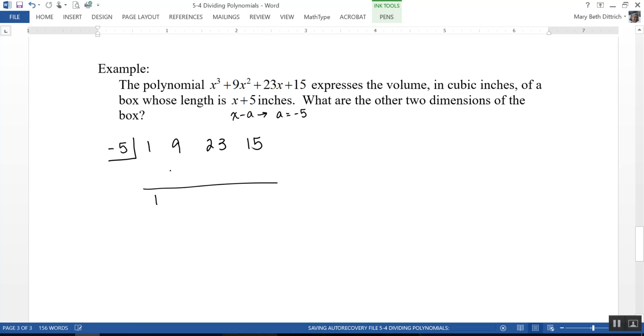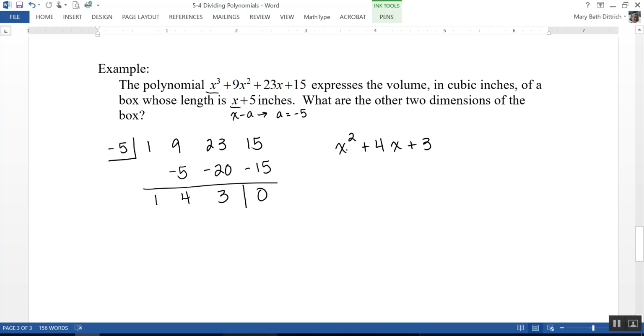Negative 5 times 1 is negative 5. Add those. Negative 5 times 4 is negative 20. Add those. Negative 5 times 3 is negative 15. Add those. And remember, your last number is the remainder, which is really cool. I didn't want to have a remainder here. So now I need to add my x's back in. Since I was taking an x to the third and dividing it by an x, my answer is going to start with an x squared. Coefficient of that is 1, plus 4x plus 3.